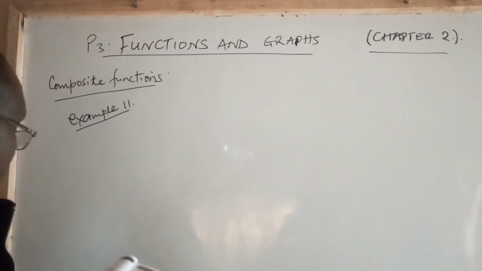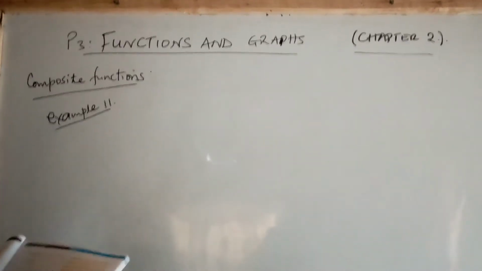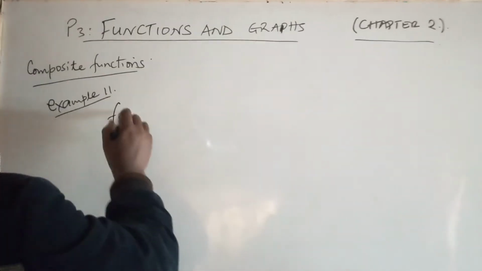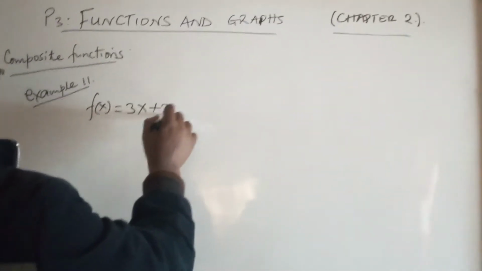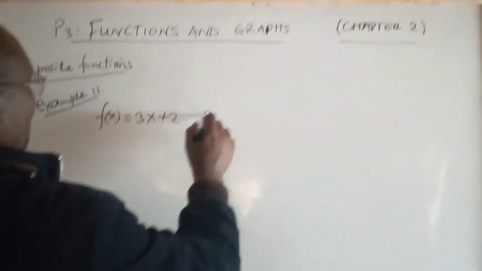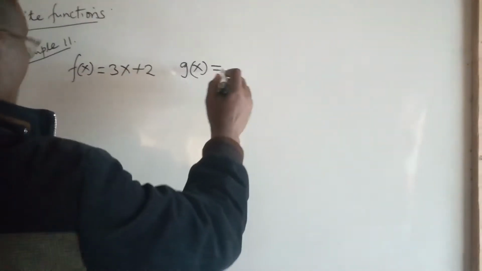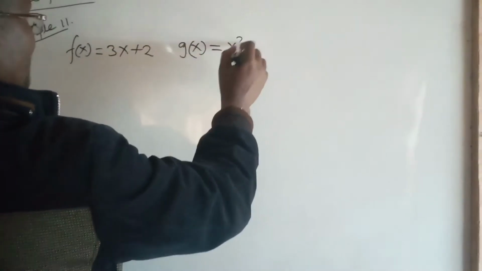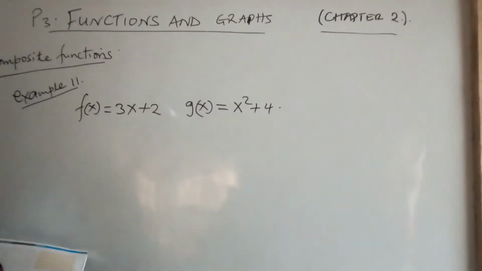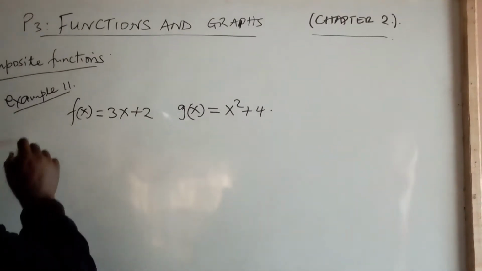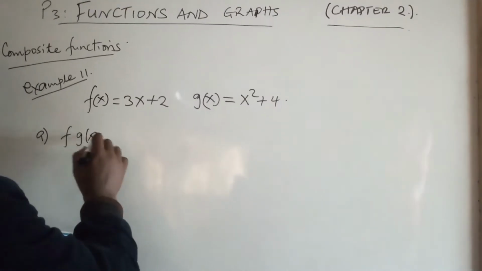In example 11, we are told that the functions f and g are defined by f(x) equals 3x plus 2, and the function g(x) is defined by x squared plus 4. We are expected to find part A, f(g(x)).